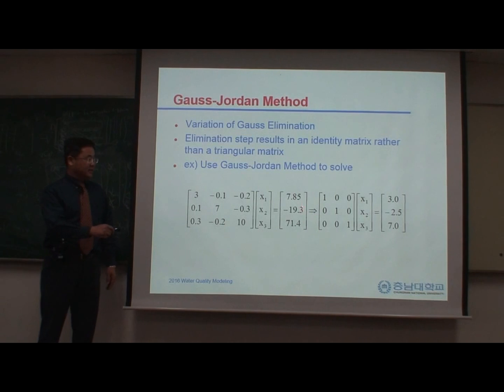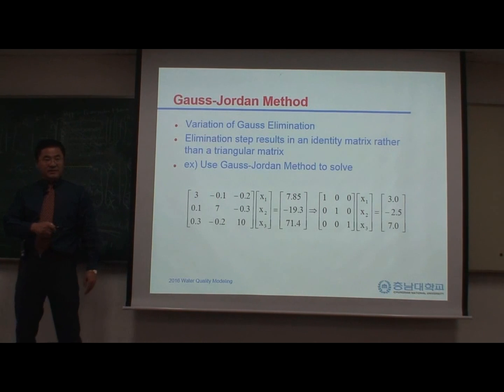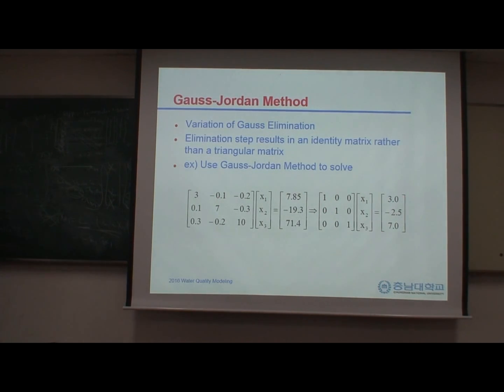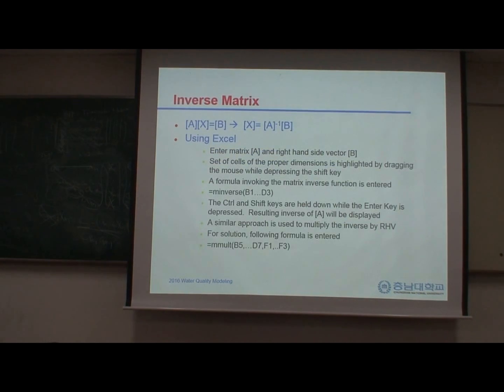If you can somehow calculate the inverse matrix, then it's better off just reading your right-hand side column to get your x values. Okay, so that's Gauss-Jordan. And you can do this by using your Excel program.